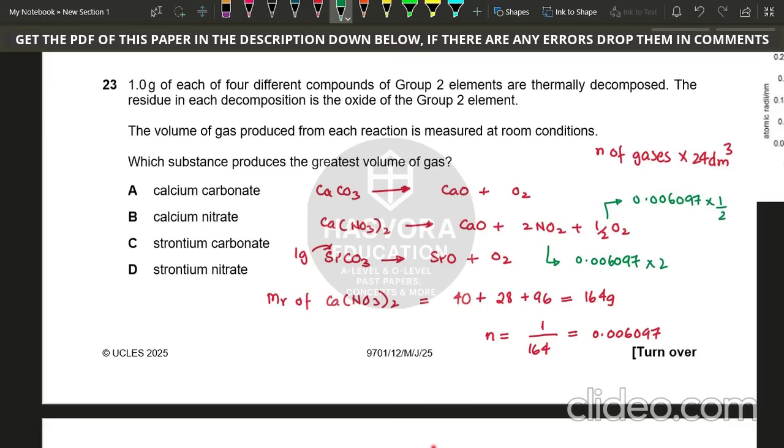So let's now calculate the volume of gases. So 0.01524 into 24 dm cube gives me the answer 0.36 dm cube. Okay, you can also do it for the rest and check. Okay, so B is actually your correct answer.